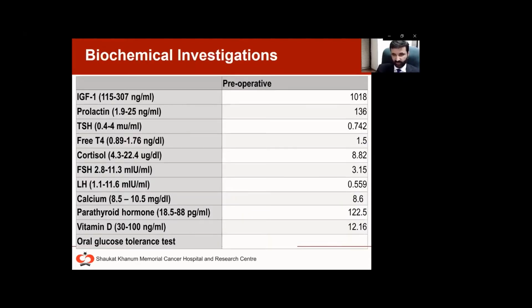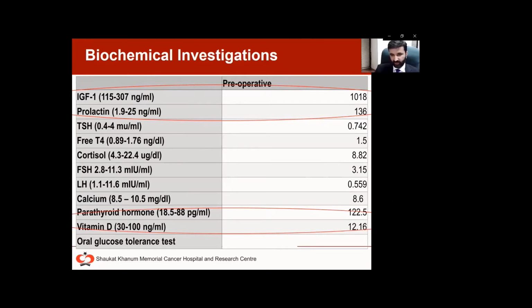Imaging investigation was followed by biochemical investigations. And as you can imagine, that once you find a pituitary macroadenoma, in addition to a neuroendocrine tumor in the chest, you are going to check the parathyroid hormone levels. The biochemical investigations confirmed a high IGF-1 and prolactin level. And in addition, the parathyroid level was high with low vitamin D and low normal calcium.